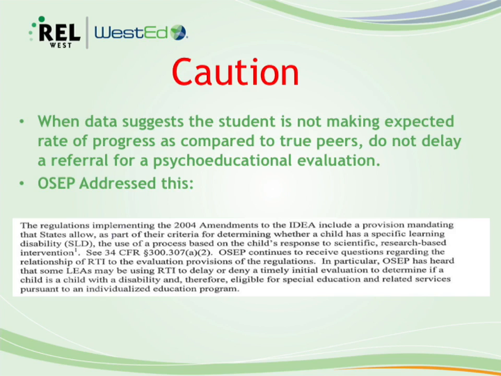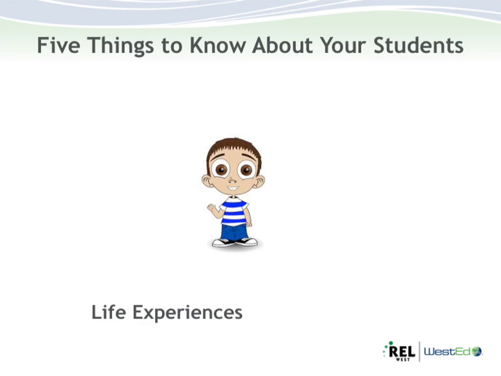But they are very clear that when we have data to suggest that a student needs to be looked at more carefully, we don't just continue to provide interventions over years without looking more deeply into why a student is struggling. The fourth component of the big areas that we need to learn about our student is about their own life experiences.